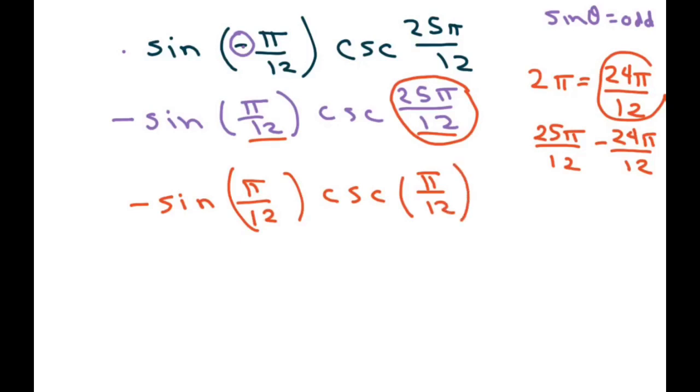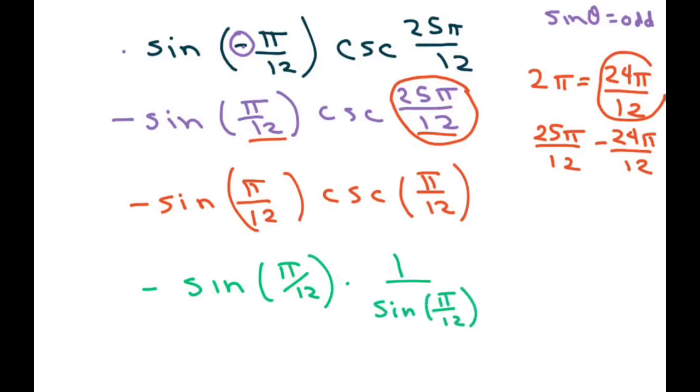The next thing you do, use your basic identities. This is going to be sine of pi over 12 times 1 over sine of pi over 12. Alright, if you put this over 1, these two cancel. This would go into it 1. So your answer is going to be negative 1 when you multiply this across because of this negative.